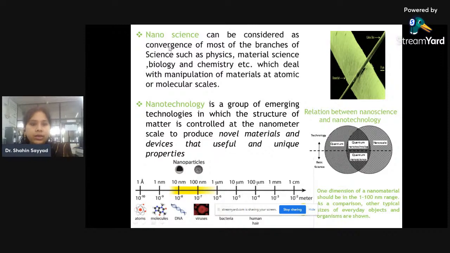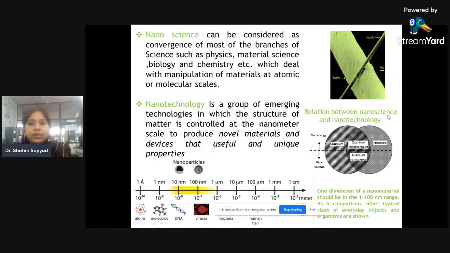Then nanoscience. Nanoscience is a branch which can be considered a convergence of most branches of science, such as physics, material science, biology, chemistry, etc. In nanoscience, we are dealing with the manipulation of materials at the atomic or molecular scale. We are understanding the basic science behind nanomaterials at the atomic scale, the basic physics and chemistry behind them, how they are chemically active or inactive. All of these things we study in the nanoscience branch.